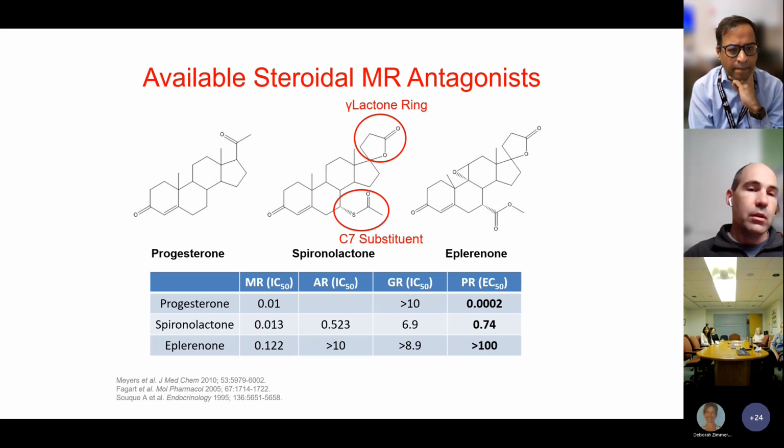Spironolactone is similarly potent at the MR, molar-wise, but it also has these off-target effects, which lead to most of the problems we run into. So spironolactone antagonizes the androgen receptor. At really supratherapeutic doses it has an effect on the glucocorticoid receptor, which we really don't see too much of, I don't believe.